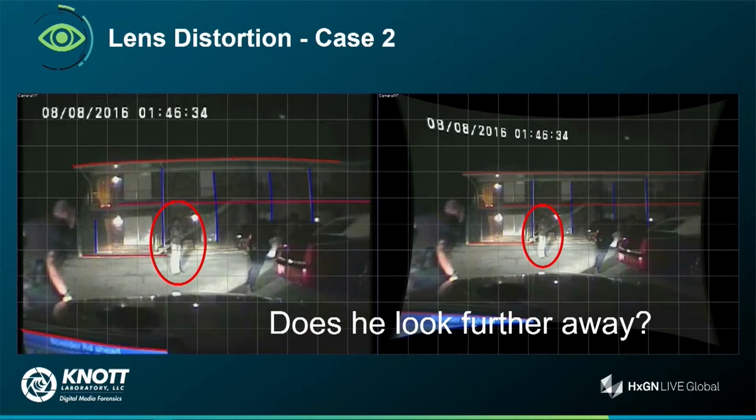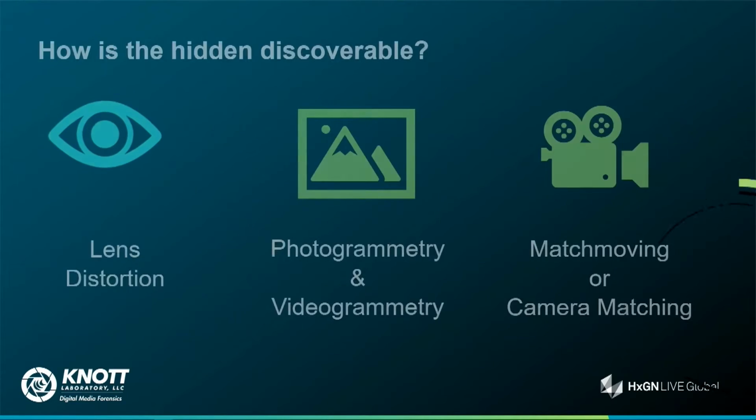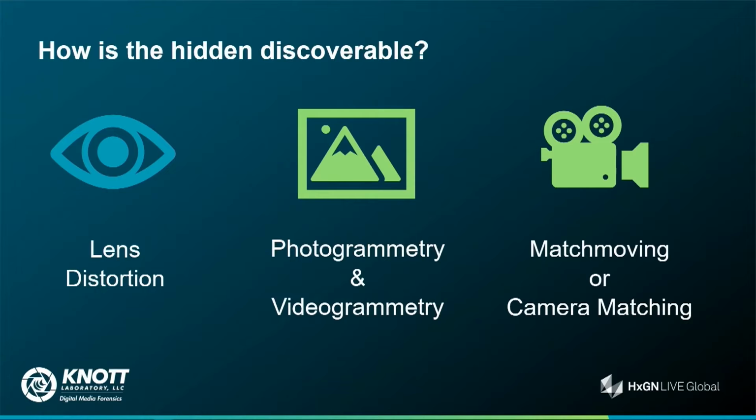That can have an impact on your investigation and what you're trying to find and present when you're trying to present it accurately. It can also have an impact on how the images are pulled into the point clouds, which we'll get into here in a minute. So that's lens distortion. Let's move into photogrammetry and videogrammetry.